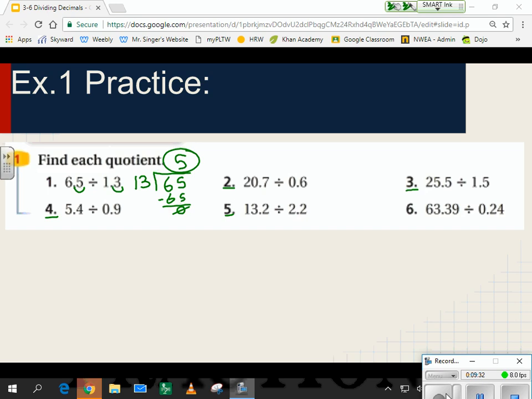Again, moving the decimal points evenly is going to give you the same result no matter what. Good luck on 2, 3, 4, and 5. Come back when you're done. Make sure you show your work before you come back.